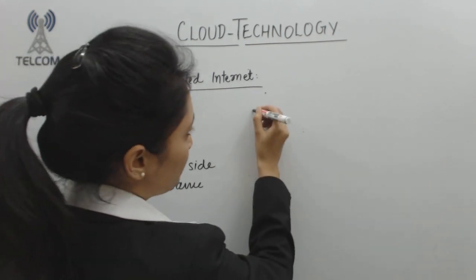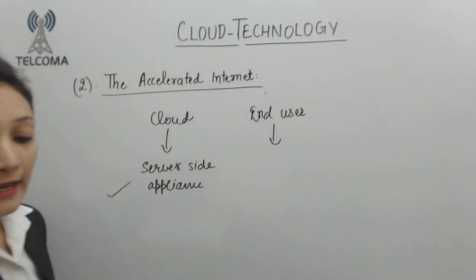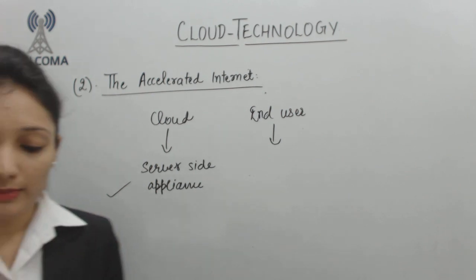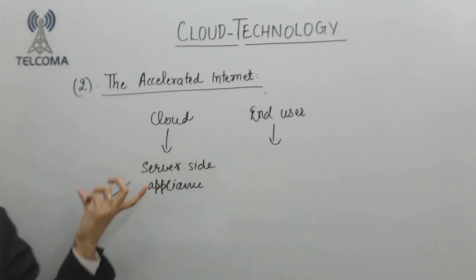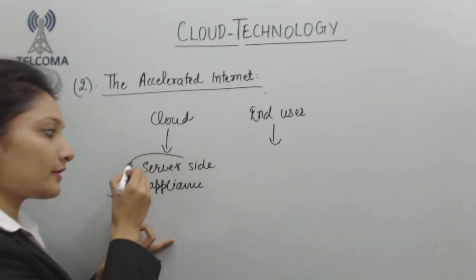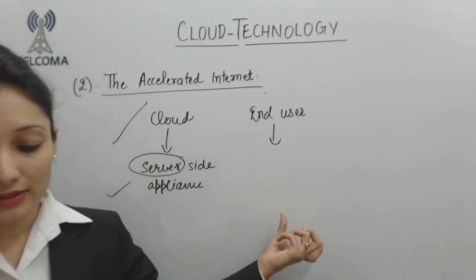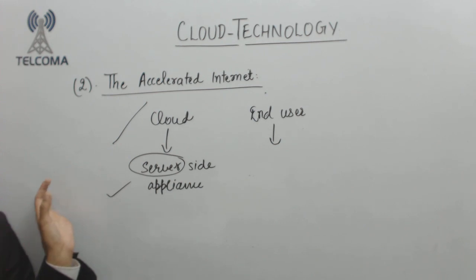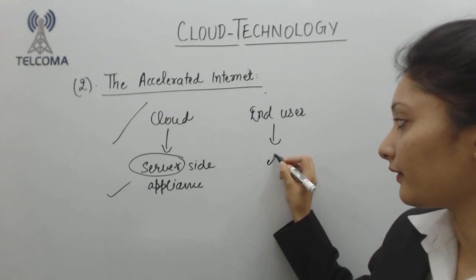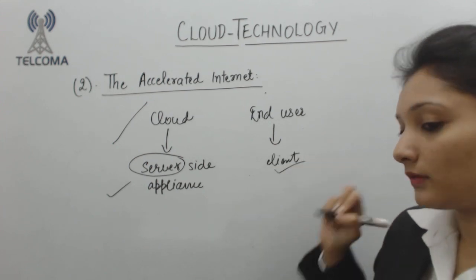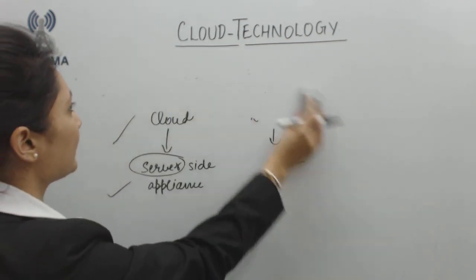And what at the end user side? At the end user side, this method of acceleration normally requires the installation of downloadable clients. That means the services it is providing basically require such kind of servers which accelerate the service, and here you require such kind of clients which can use it. So at the end user, you normally require the installation of a downloadable client. So this is the second approach, which was your accelerated internet.